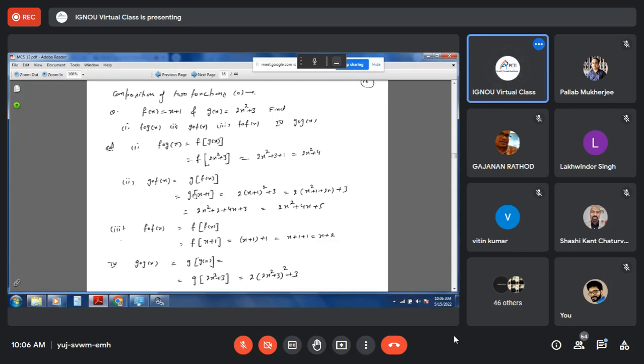What to do? See, G of x plus 1. What does it mean? See, in G, it says replace x with x plus 1. Replace this x with x plus 1 whole square, and C as it is. Solve it. That is the answer.